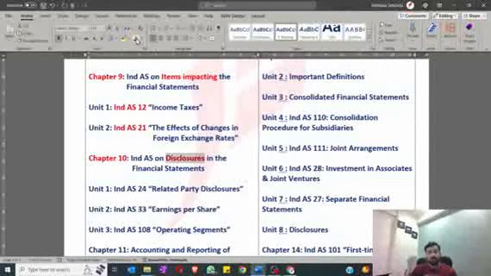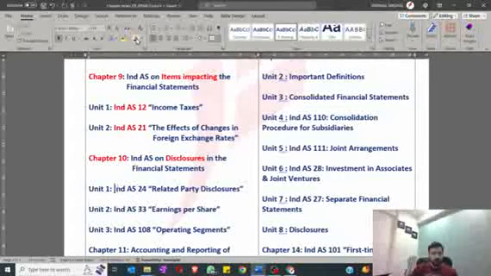Whenever we are preparing our financial statements and annual reports for the purpose of publishing them, especially in case of listed entities, the disclosure part becomes very, very relevant. Nevertheless, disclosures are important in case of unlisted entities also.